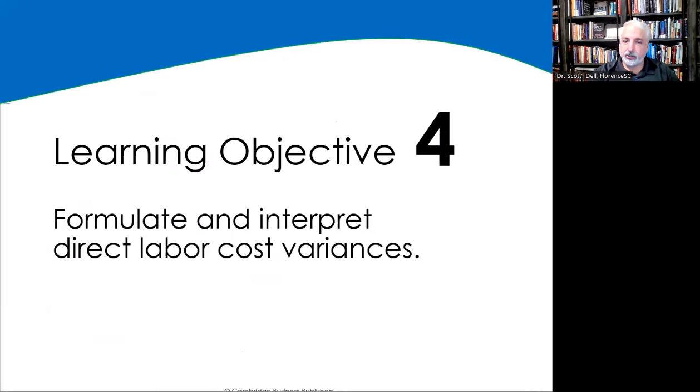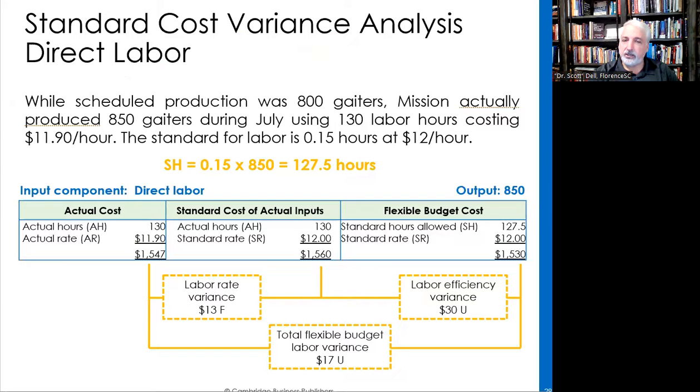Let's take a look at the labor side. And we have the same idea. We have cost variances, actual and standard variances associated with a flexible budget. The standards are what we planned, and the actual cost is what we actually paid: the rate and the number of hours. Those are the two things that usually go in.